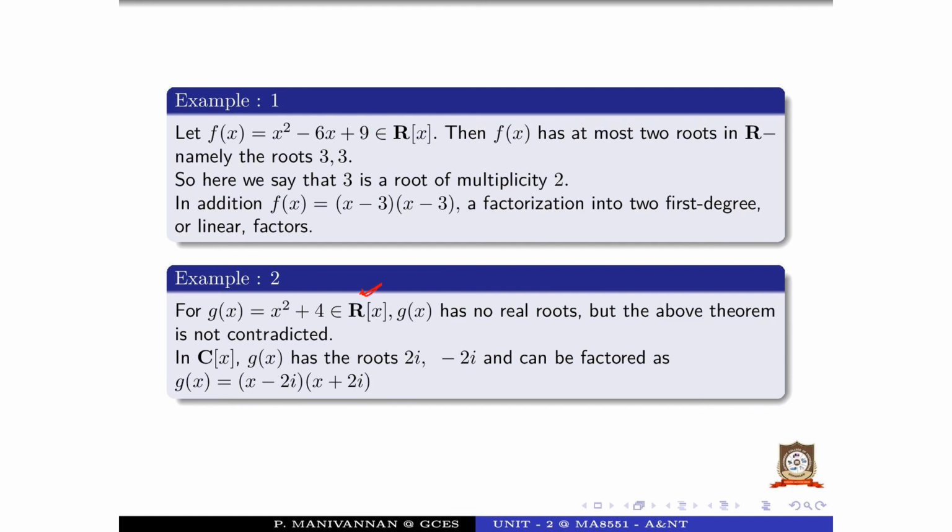If R of x is replaced by C of x, the roots satisfy x squared plus 4 equals 0. So x squared equals minus 4, so x equals plus or minus 2i. Therefore the roots are 2i and minus 2i. Therefore the given polynomial g of x can be factorized as x minus 2i into x plus 2i.